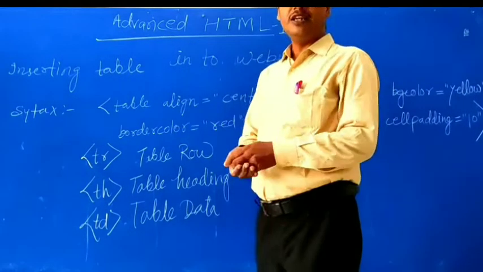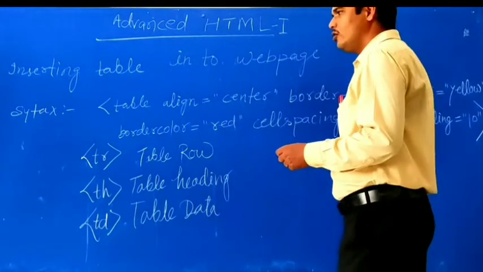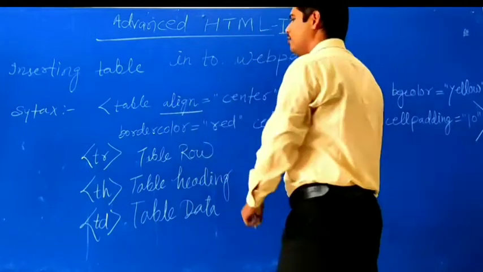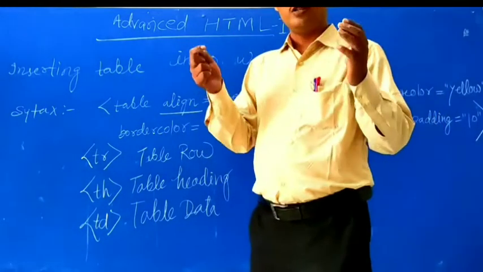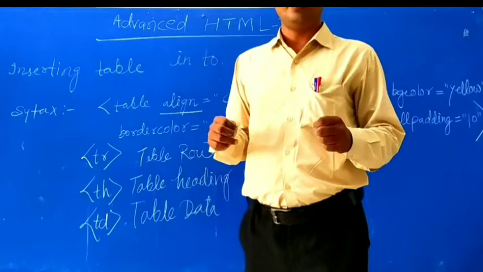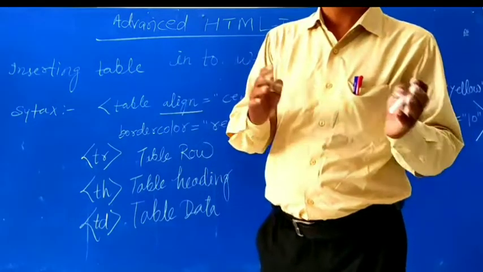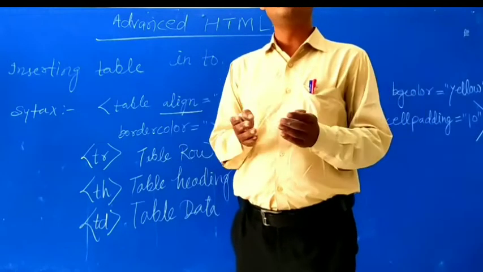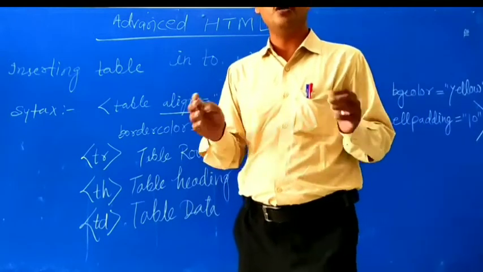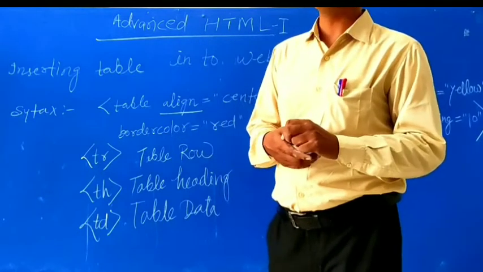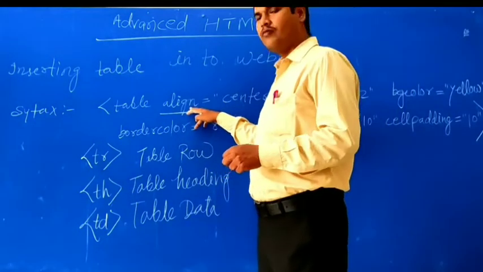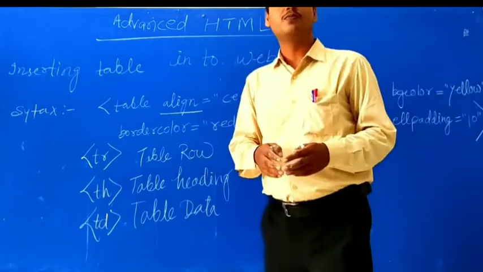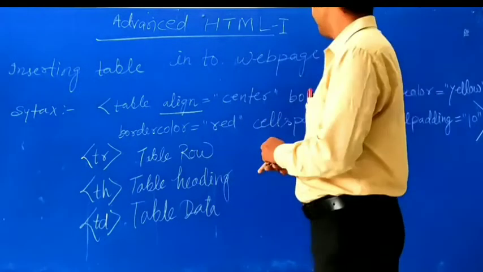Now we will see how each attribute works. The align attribute is used for giving alignment to the table, like left, right, or center. So on which side we want to display our table in the web page, for that purpose we use the align attribute, and the value is center, meaning we want to display our table in the center.